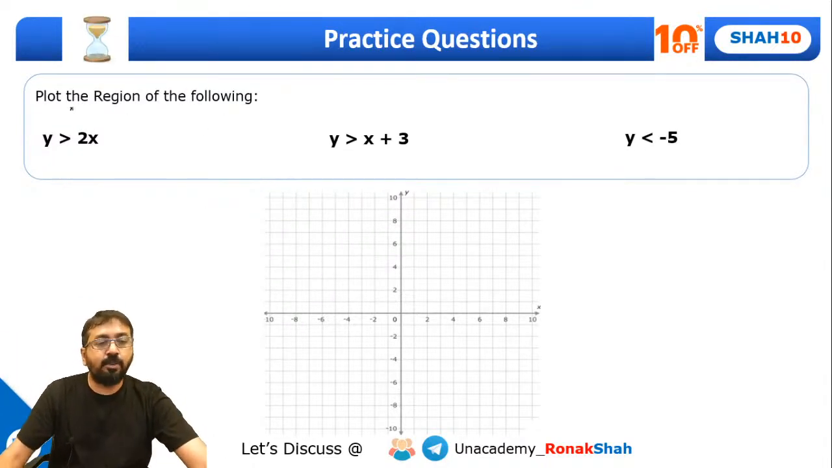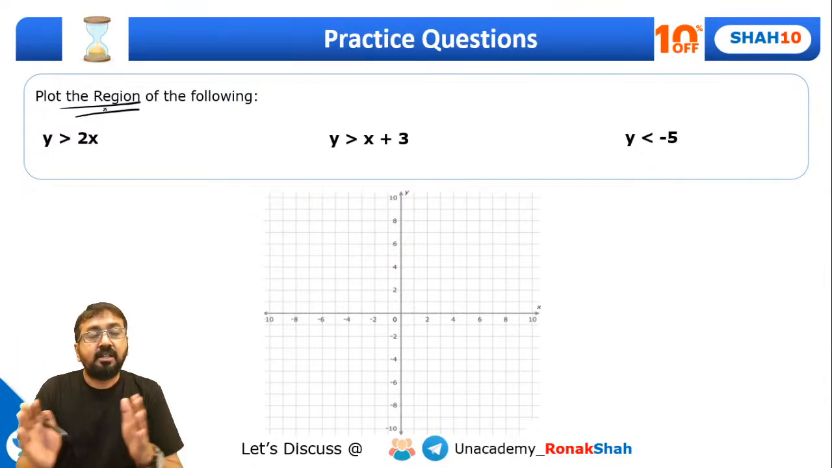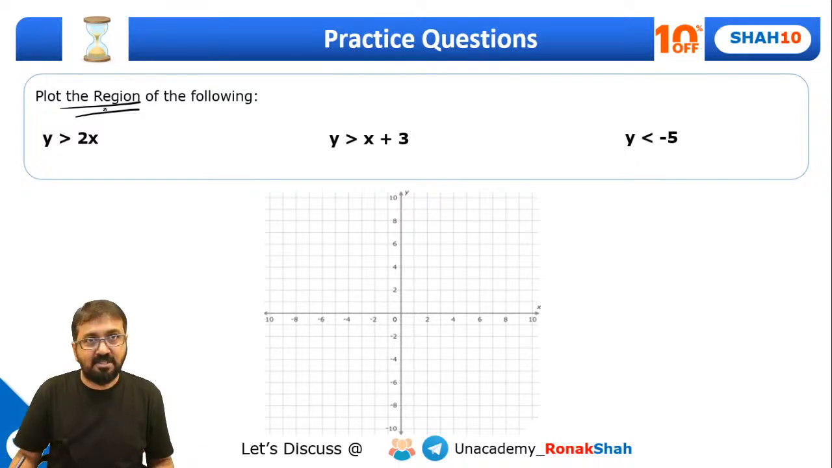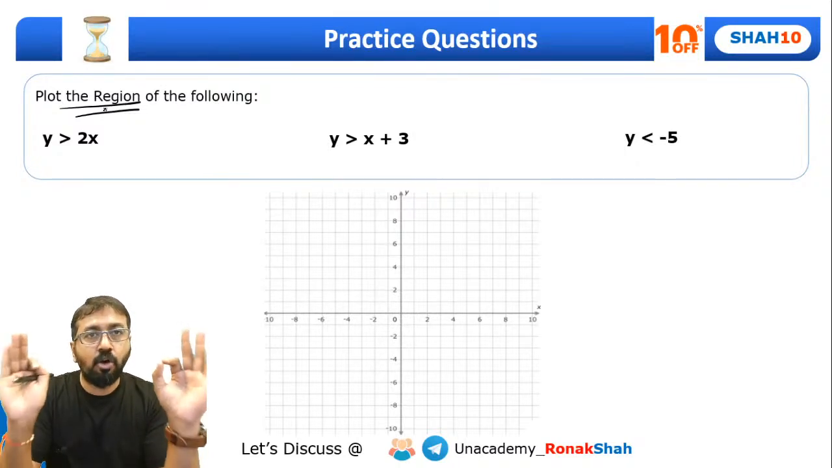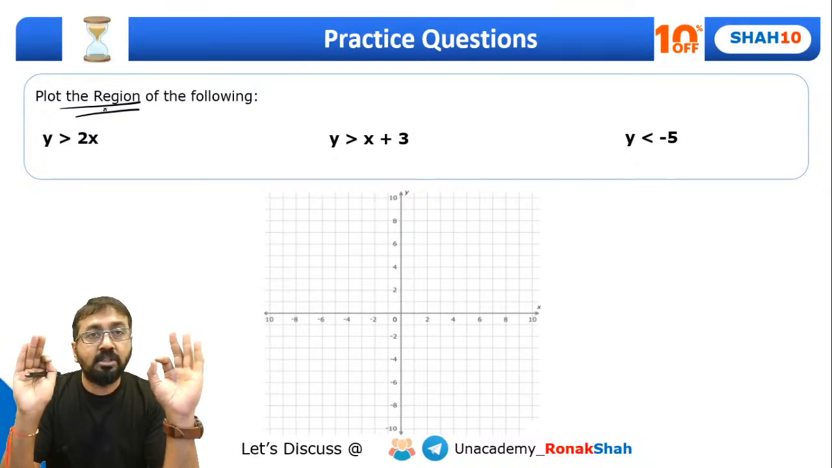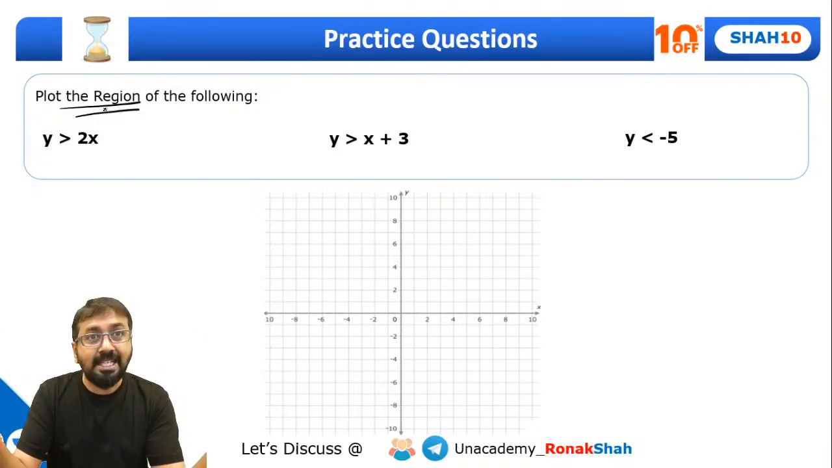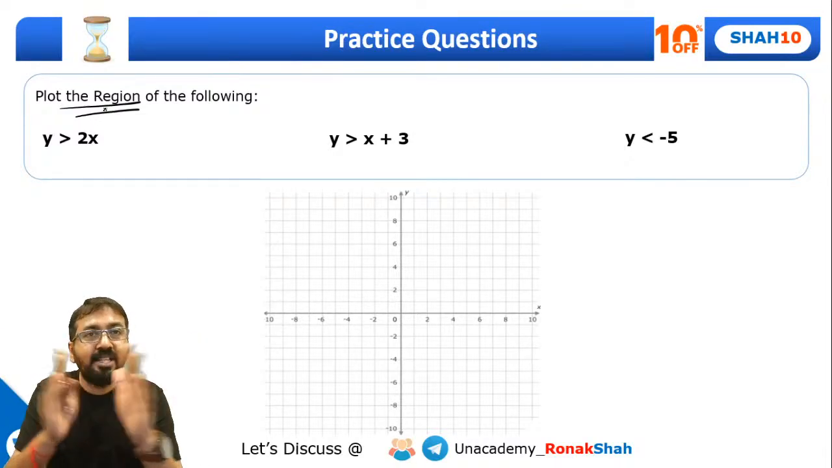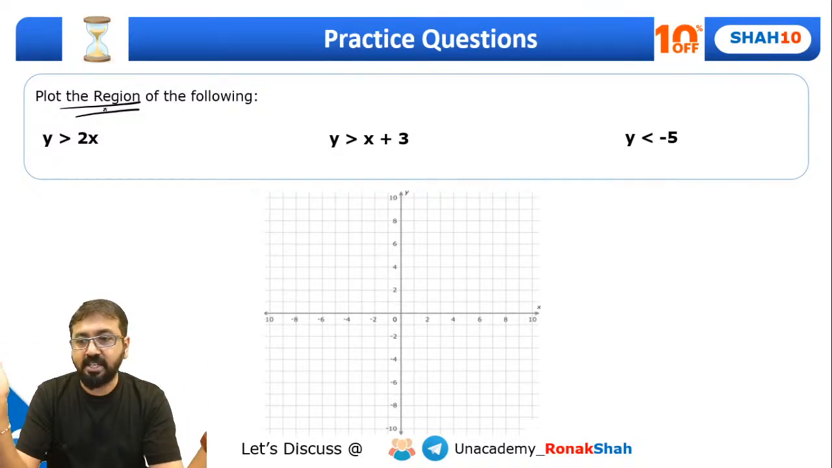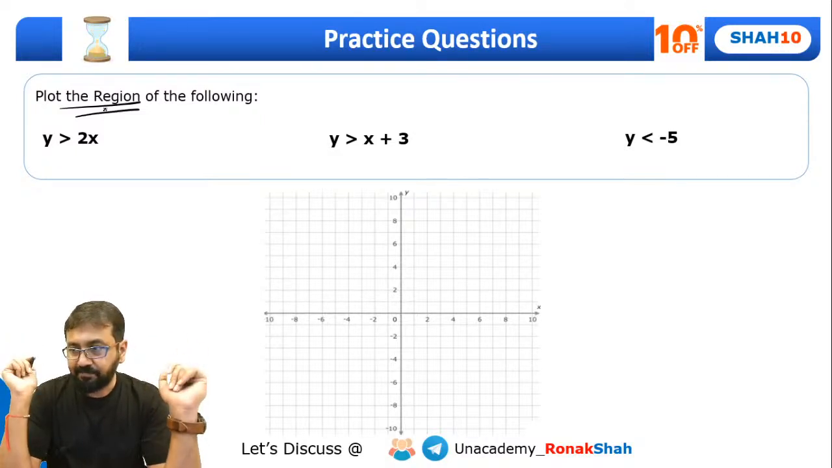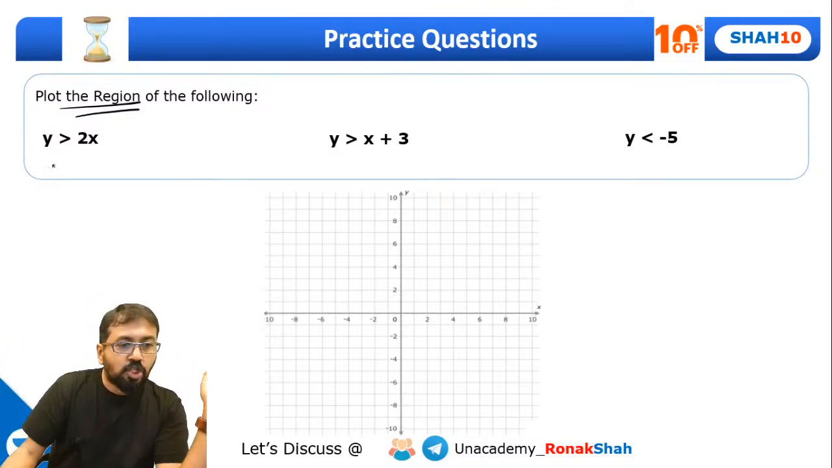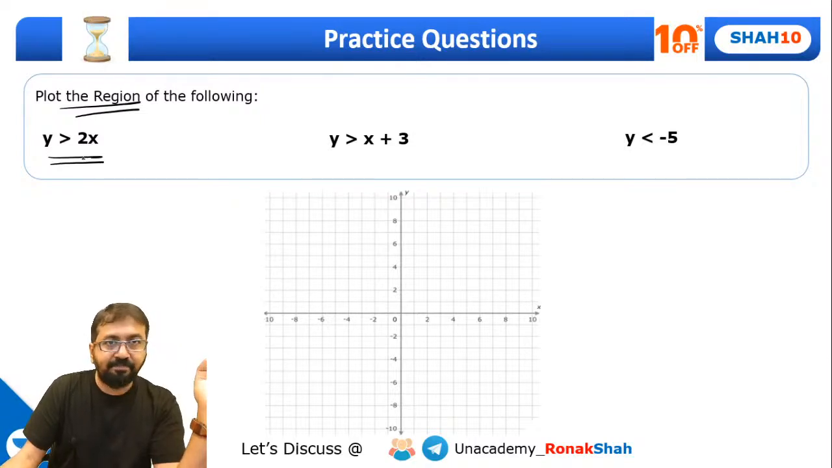Now guys, we are starting with region plotting. Till now we have plotted the graphs. So whenever you have a polynomial or an equation, you can plot the graph. Whenever you have an inequality, you will plot the region. Okay, so inequalities have regions, so we need to understand how to plot those regions. Correct, everyone? Let's begin. So y greater than 2x, how to do it?